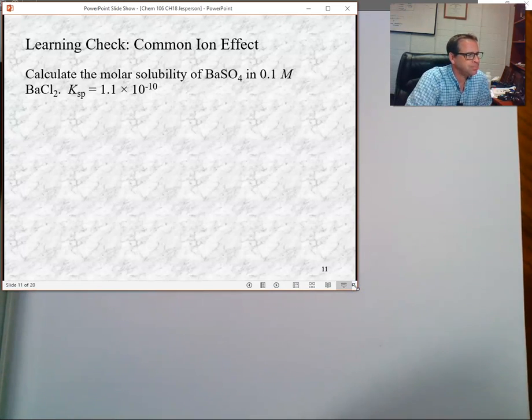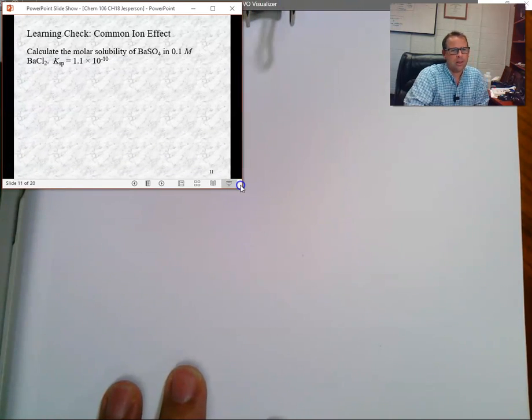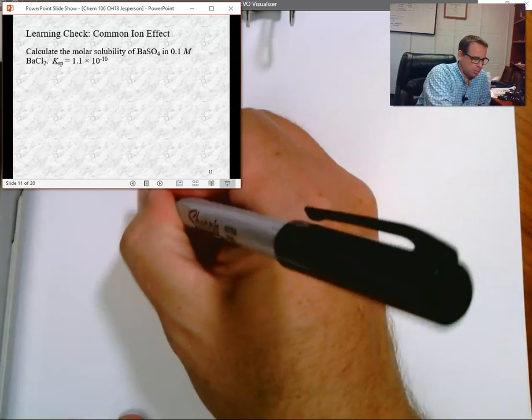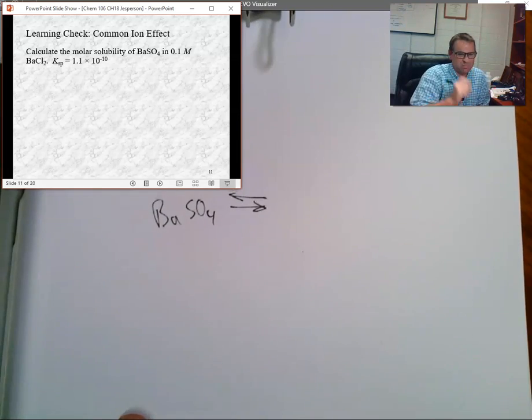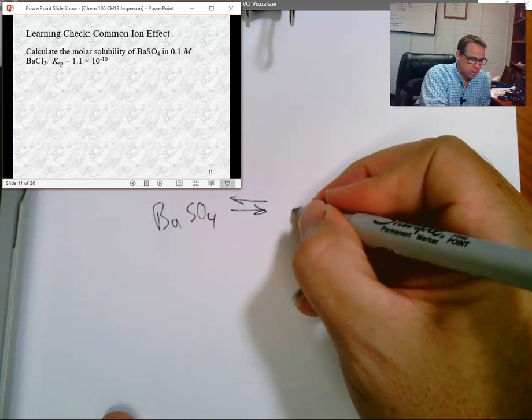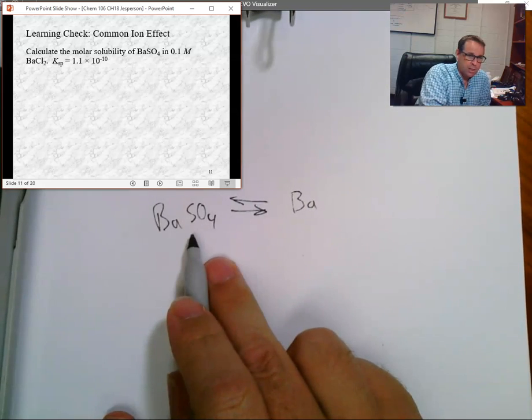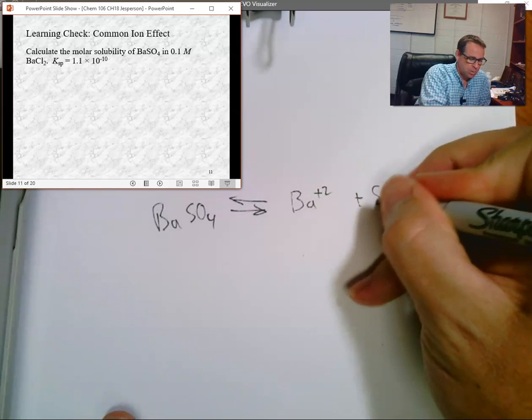What would we do? Well, first we need to make a table. Okay. Not necessarily first. First you can do the equation. All right. So we got barium sulfate. What are the products going to be? That's it. Just barium sulfate is the reactant, and barium with a +2 charge, and then SO4 has a -2 charge.